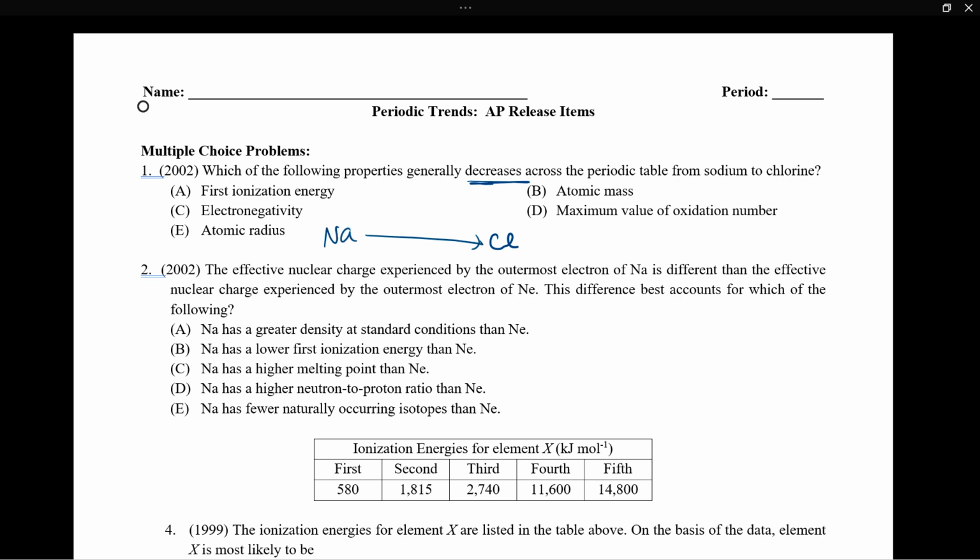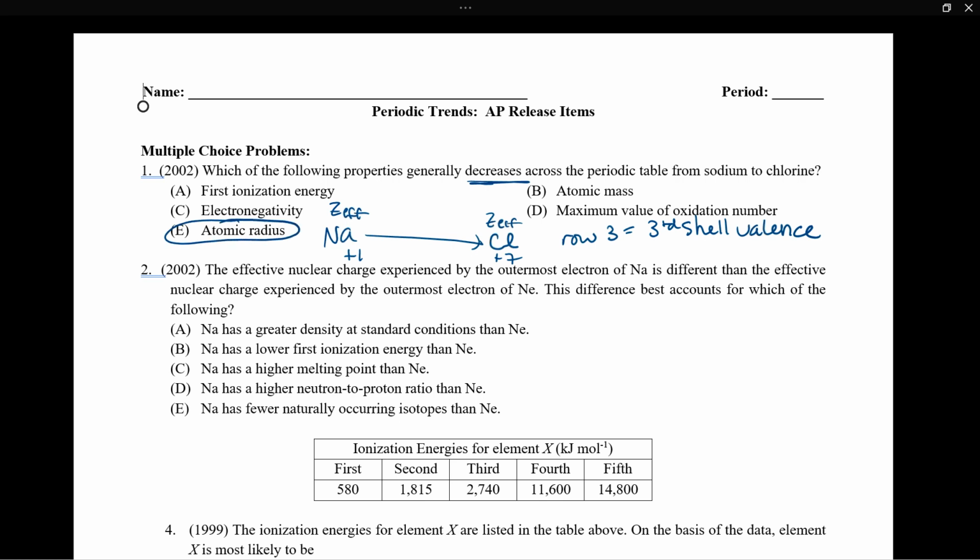You will notice that sodium and chlorine are all in row 3. That means that the third shell is the valence shell, but the difference is the effective nuclear charge is going to increase as you go across that row. So as a result, the first ionization energy and electronegativity increase, but we want to know what decreases. Well, what decreases then is the atomic radius.